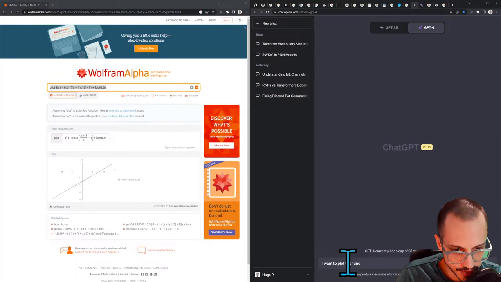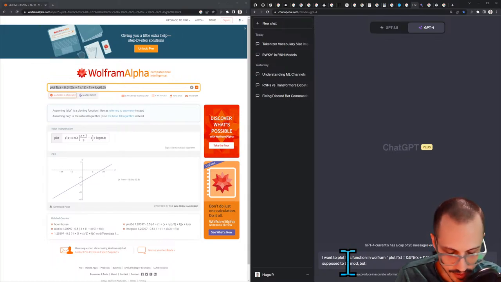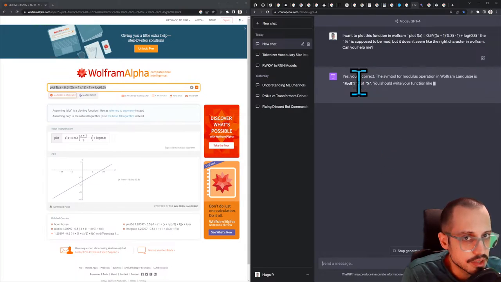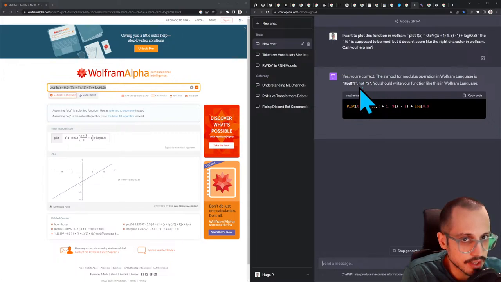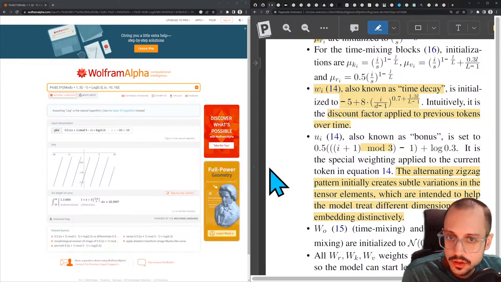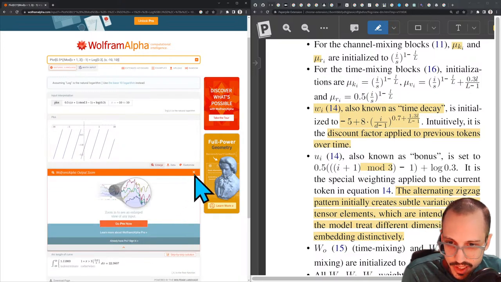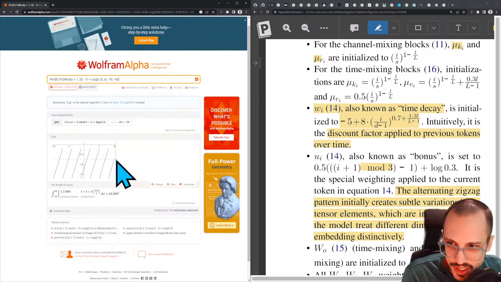I want to plot this function in Wolfram. The percent is supposed to be mod, but it doesn't seem like the right character in Wolfram. Can you help me? The symbol for modulus operation in Wolfram language is Mod, not percent. Okay, so really what we want is this. There you go, that's what we wanted. So there's that zigzag pattern. I need to give Wolfram my money in order to enlarge that plot, but largely this is what it looks like. You have this little zigzag.